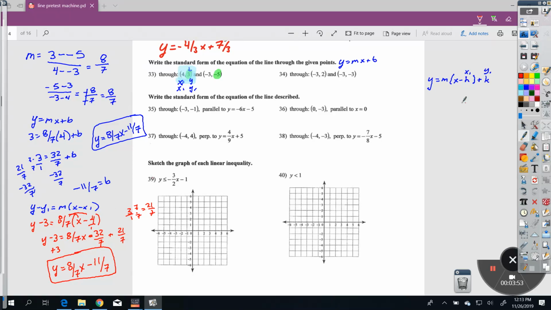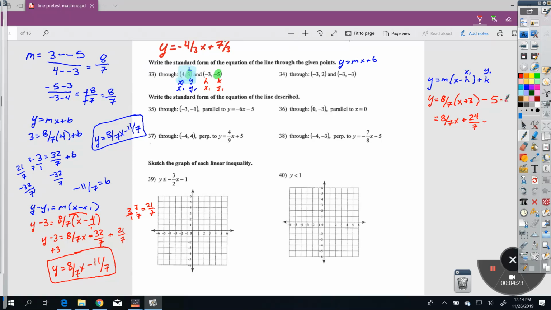Just to change things up over here, I'm going to use this as my h and this is my k, or x1, y1, however you want to see that. So y equals the same slope, 8/7, x minus a minus 3, so that turns into a plus 3, plus k, so plus a -5, which just makes it -5. So I now distribute. So I have 8/7 x plus 24/7 minus 5.